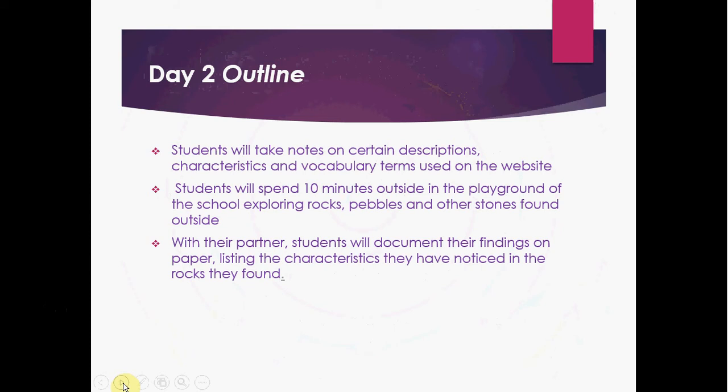After they're done exploring online on the website, students will take about 10 minutes to go outside and explore the area around their school, looking for rocks, pebbles, and other stones found outside near the playground on the grass that resemble a meteorite. With their partner, students will document their findings on paper, listing the characteristics they have noticed in the rocks they found.